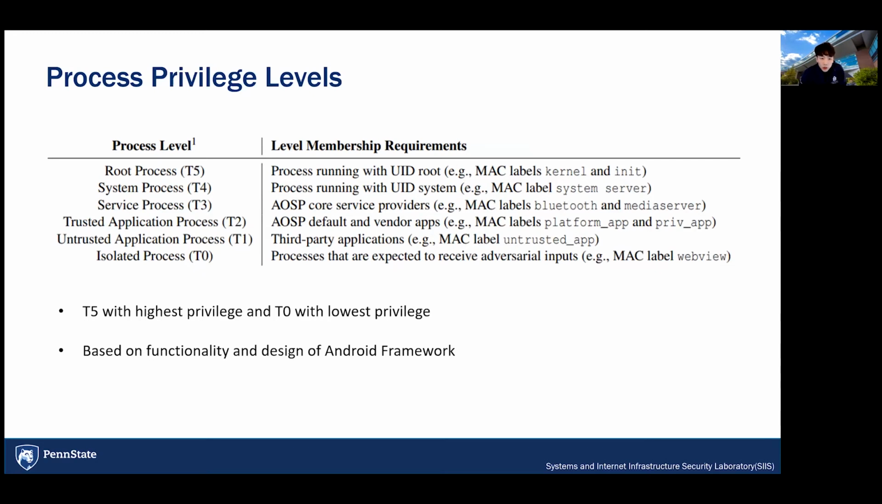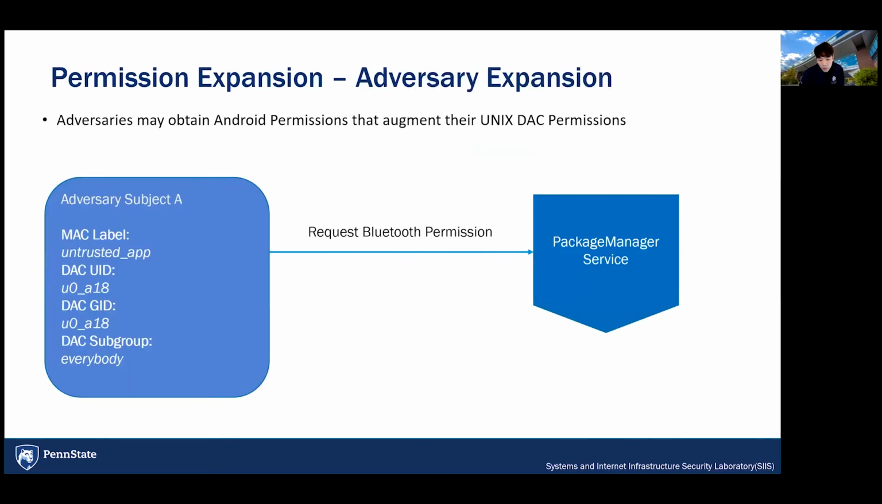Mostly based on Android's functionality and design, here are the process privilege levels, where T5 is the most privileged and T0 is the least privileged. Next, we need to consider the policy flexibility. So the first type of permission expansion is adversary expansion.